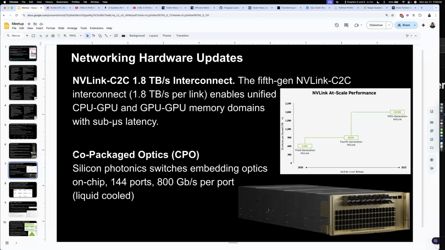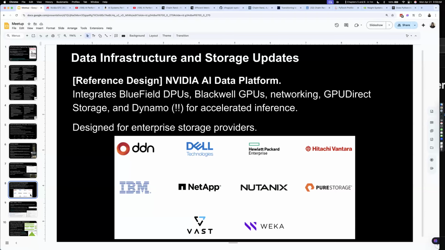Okay. And then I did mention co-packaged optics. This is called CPO, and this is going to be silicon photonic switches, with the actual optics on chip. This is a 144 port switch, 800 gigabit per second per port. And what's really cool is that this is the first liquid cooled switch. So we're not just liquid cooling the racks, but now Nvidia is going to start liquid cooling their photonics to keep these things running.